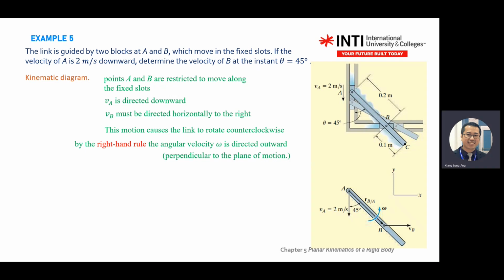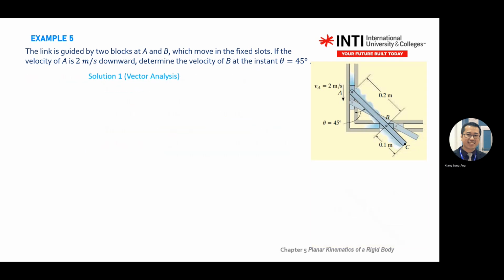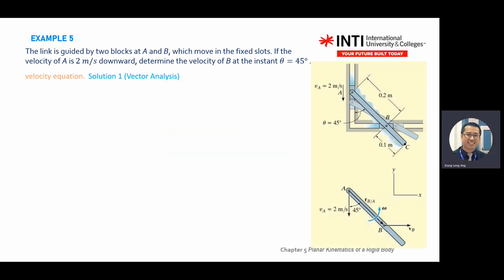Right. And then for the distance between A and B, you always focus on one point. You can focus on point B also, but we always focus on one of the points. In this example, we focus on point A. So we write R B stroke A, meaning we stand at point A, we look at B. So we do vector analysis, then scalar analysis. Both reach the same answer.